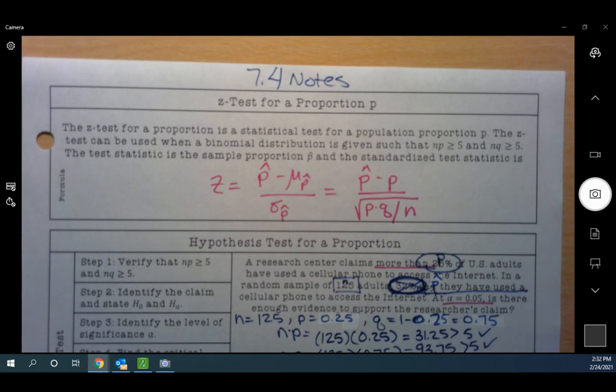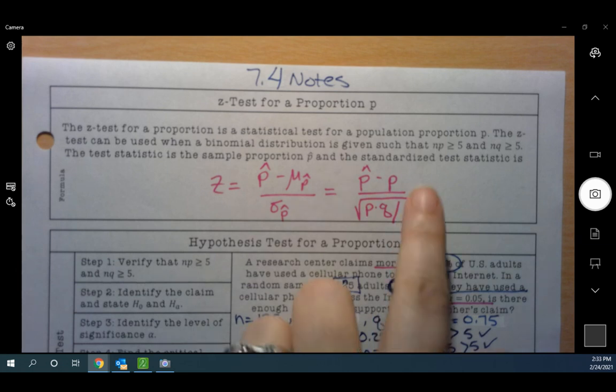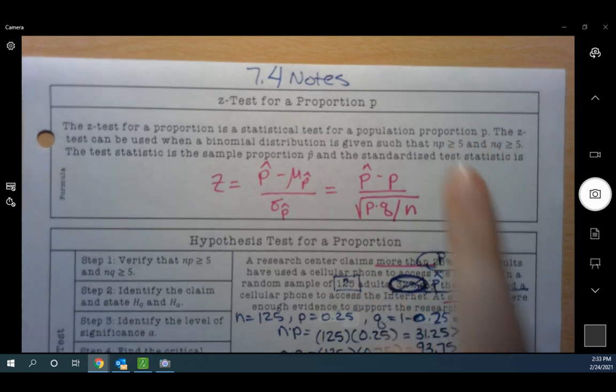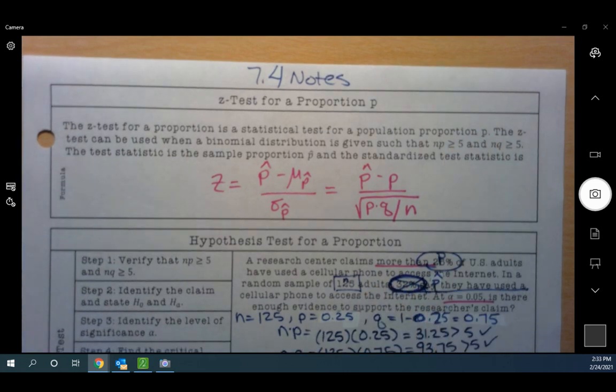What's special about these is that you have to do a test to make sure you can even do it at all. Just like with the t-score, you have to say the n is less than 30, it's normally distributed, and the population standard deviation is unknown. With proportions, you have to say that n times p is bigger than or equal to 5, and n times q is bigger than or equal to 5. You have to state it, you have to show it. If it's not, then you can't use the z-score, you can't do the hypothesis test.